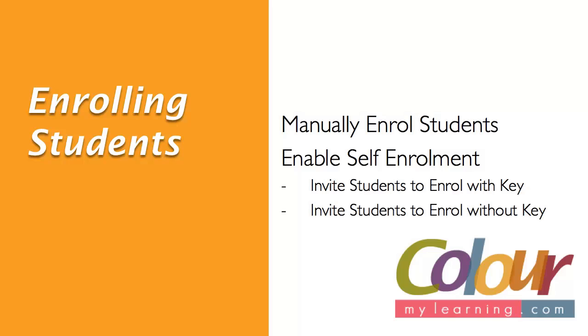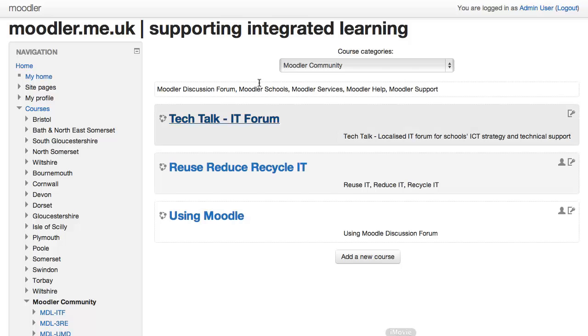My name is Sam. In this video, we're going to look at enrolling students on your Moodle VLE. There are two different types of enrollment that we'll be looking at. The first one is manually enrolling the students. The second one is to enable self-enrollment, which allows the students to enroll onto the courses by themselves, either without a key or with a key. We will explore both options. Now let's start by looking at the Moodle VLE.